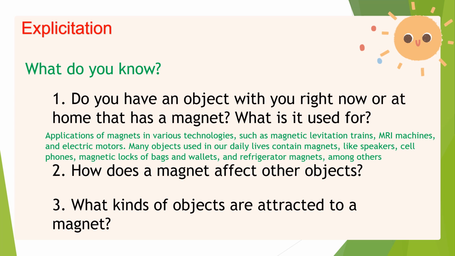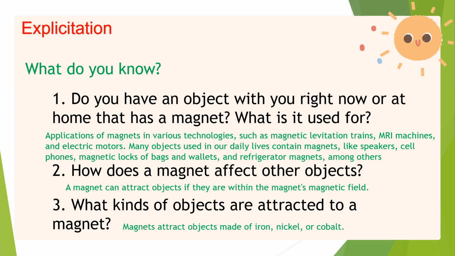Now, how does a magnet affect other objects? Okay, a magnet can attract objects if they are within the magnet's magnetic field. Now, what kind of objects are attracted to a magnet? Very good. Magnets attract objects made of iron, nickel, or cobalt.